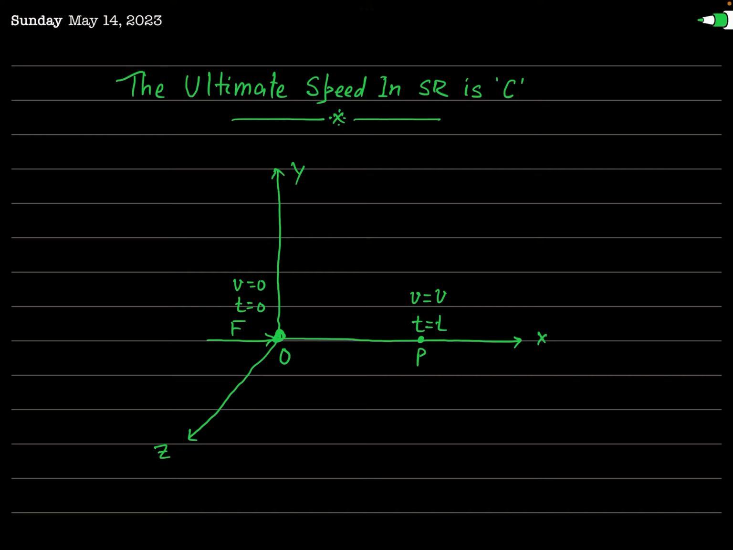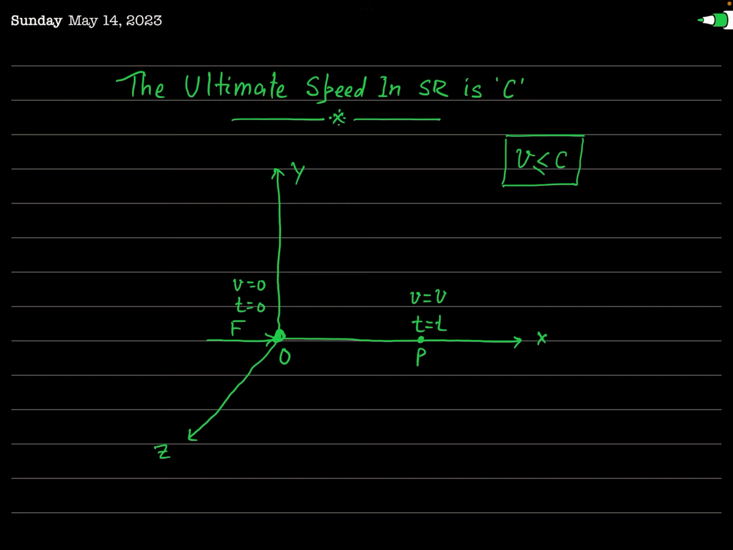In accordance with special relativity, the highest speed of any signal, any information, or any material particle must be equal to the speed of light or electromagnetic wave in free space. It means the speed of any particle v is always less than or equal to c, although equal to has not been discovered till now. Always v is less than c.